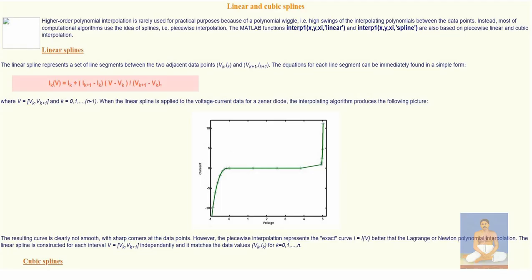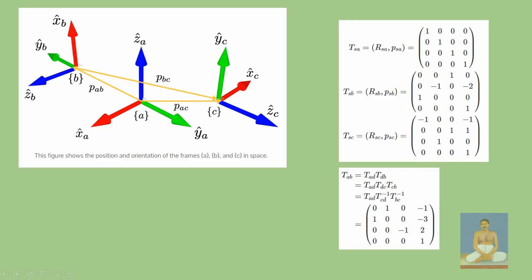If we take the points as vk, ik and vk plus 1, ik plus 1, the equation for each line segment can be found in a simple form like this: i equals ik plus (ik plus 1 minus ik) times (v minus vk) divided by (vk plus 1 minus vk). Here a spline is applied to voltage-current data for a Zener diode, and the interpolating algorithm produces the following picture.